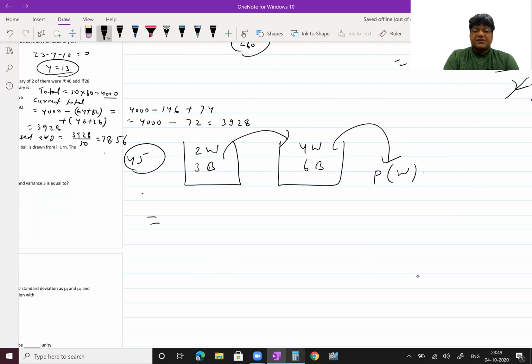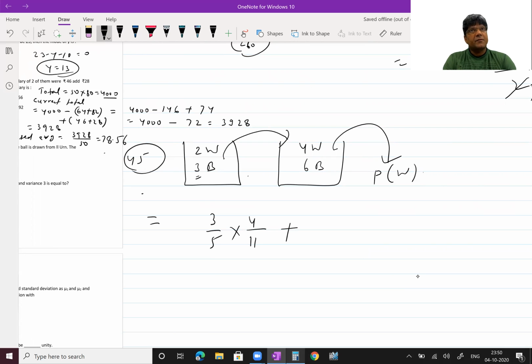What will happen? When one ball is transferred from the first urn, it may be white, it may be black. Suppose black is going from the first. The probability of black going is 3 by 5, because 3 balls are black out of a total of 5. So black has gone into the second, meaning the configuration of the second became 4 white, 7 black. And you need white. So what is the chance of white coming? 4 divided by 11, not 10, because the balls became 11.